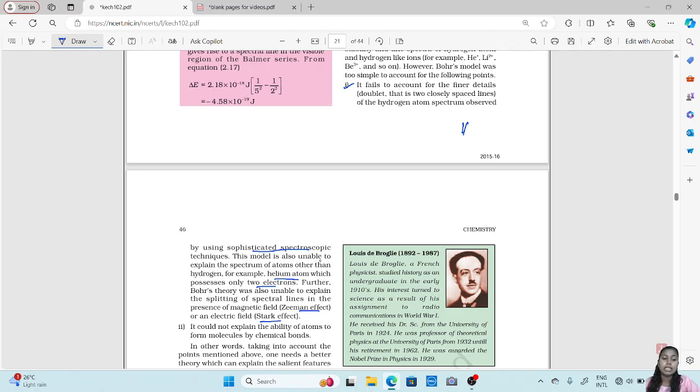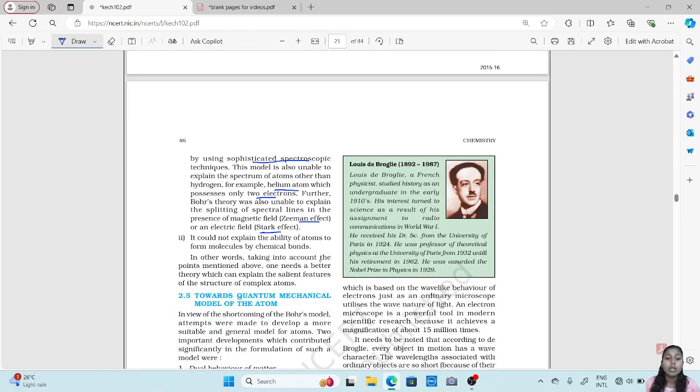And second, it could not explain the ability of atoms to join to form molecules by chemical bonds. This is the basic one: it could not explain chemical bond formation, which is necessary to form a molecule, right? So Bohr's theory wasn't able to explain chemical bonds. In other words, taking into account the points mentioned above, one needs a better theory which can explain the salient features of the structure of complex atoms. There should be more to explain the complex structure of atoms.